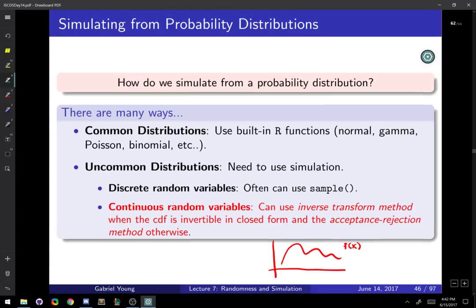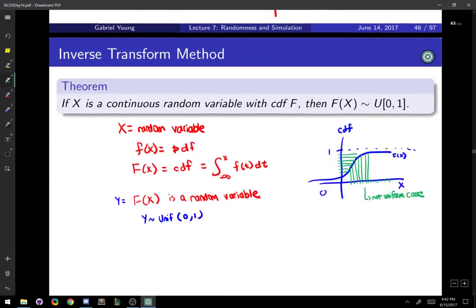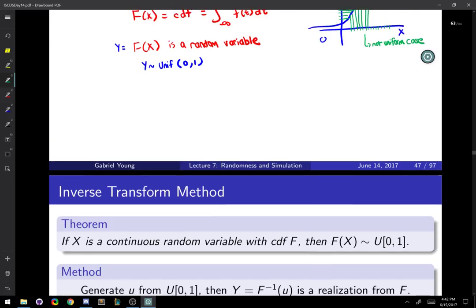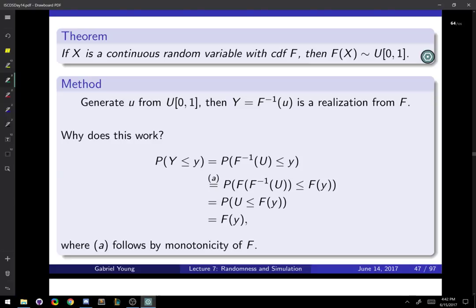What you have to understand from this section is that you just have to follow an algorithm, essentially. So here's the proof, which is really cool, by the way. First of all, you have to assume that F is invertible, okay? That's hence the inverse transform theorem. So you generate a U from the unit interval, and then Y equals F inverse of U is a realization from F. That's how the theorem works, okay? So it shouldn't be a big surprise from the first theorem statement.